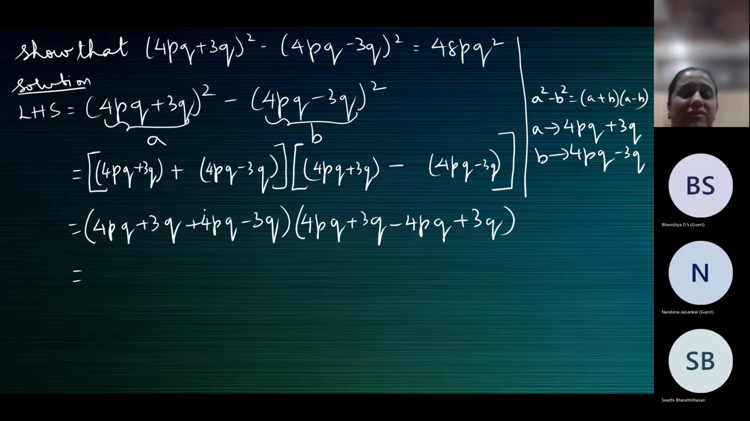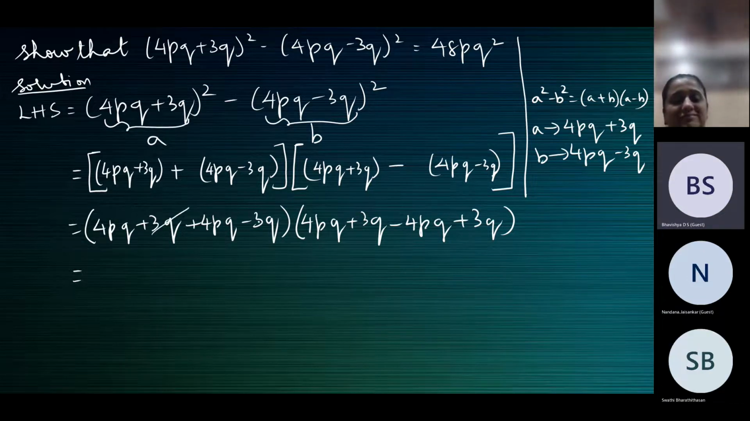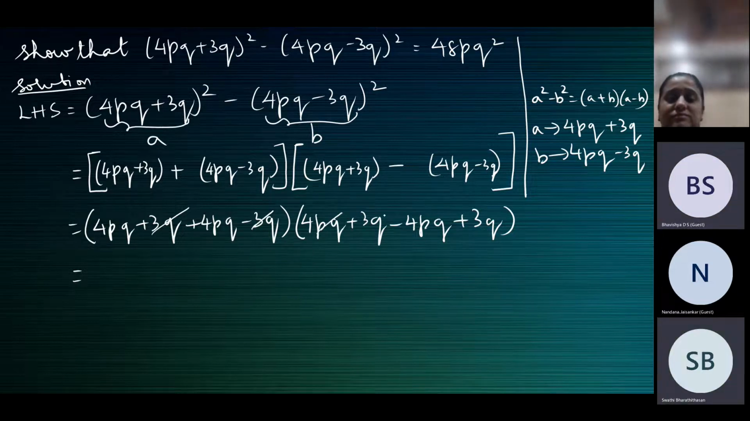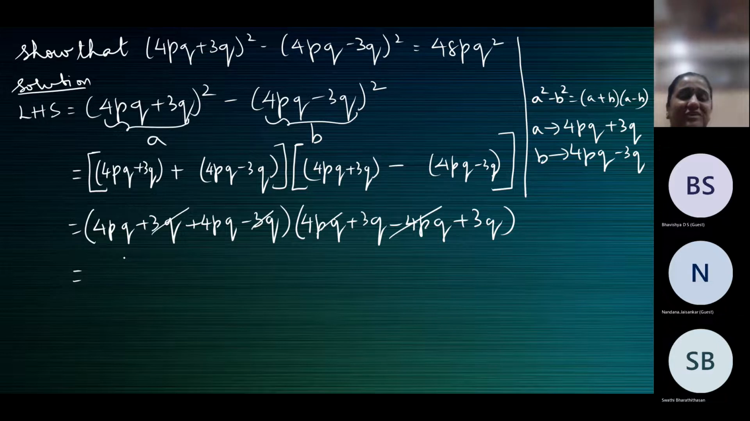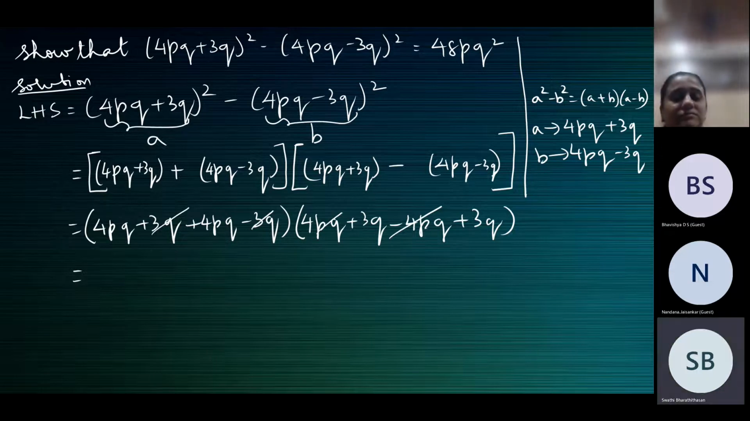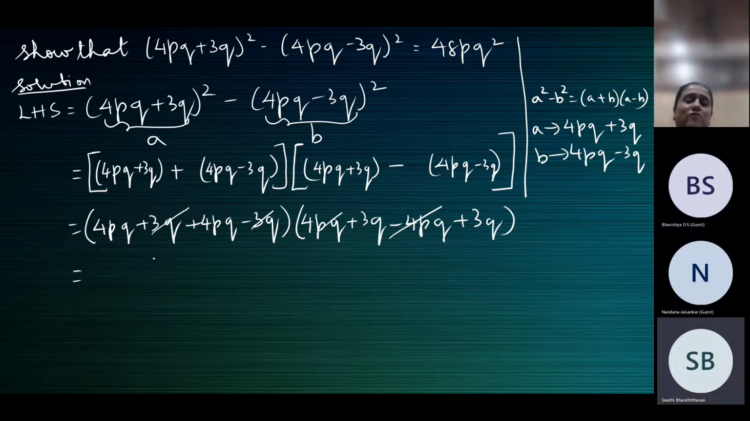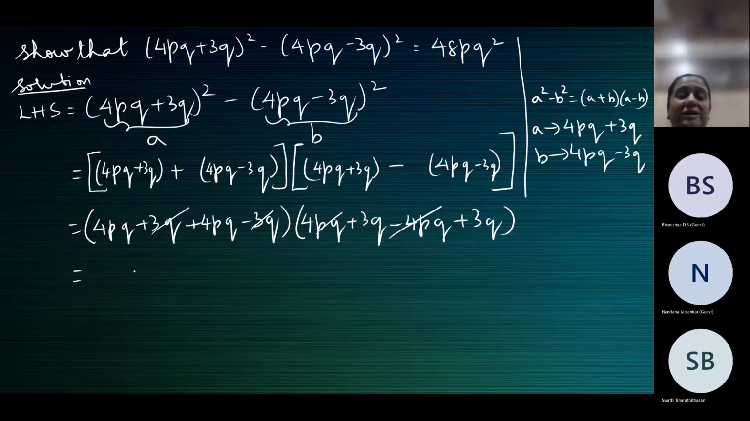That's it. Now simplify within the brackets. Anything gets cancelled? Look carefully in the first bracket. Ma'am, plus 3Q and minus 3Q get cancelled. Very good. In the second bracket? 4PQ and minus 4PQ get cancelled. Very good, children. Now simplify the first bracket. Are they like terms? Yes, ma'am. We get 8PQ. 4PQ plus 4PQ, 8PQ.